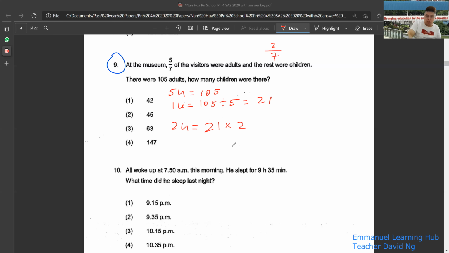Try not to use 21 plus 21. Use 21 times 2. Understand? Okay. 21 times 2 will give you 42. So the answer is 42. Okay?